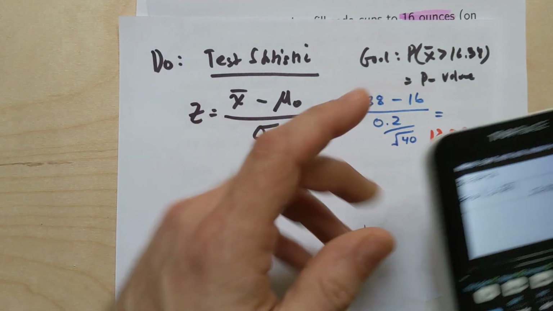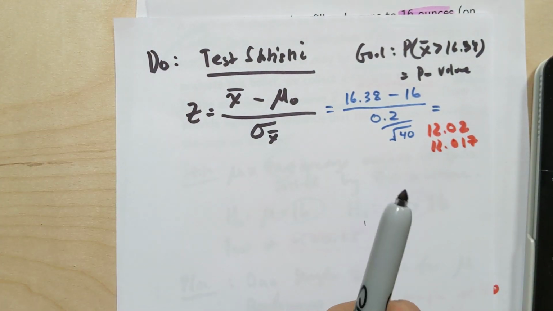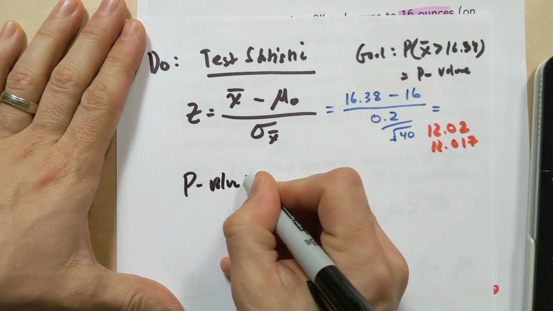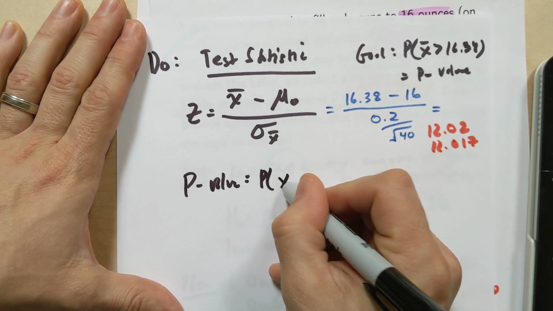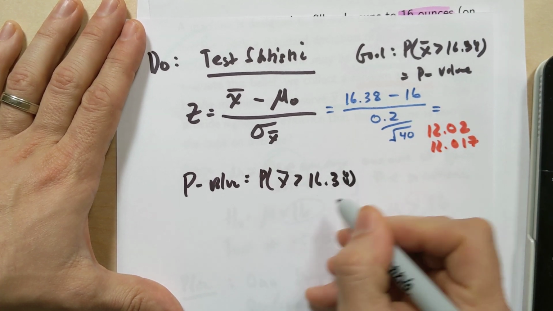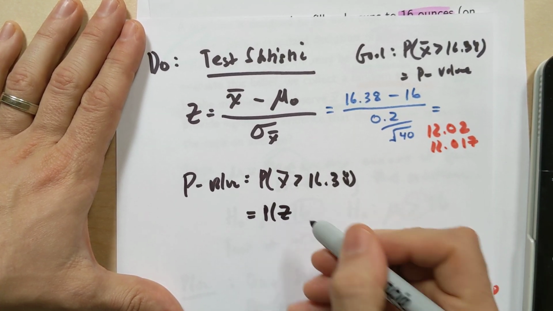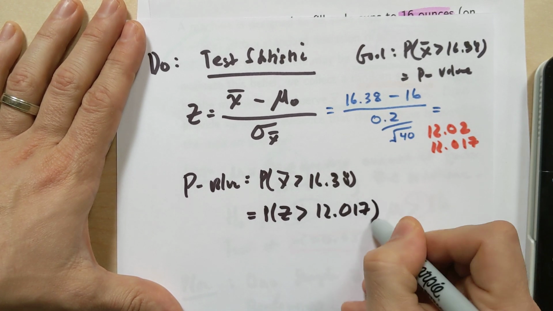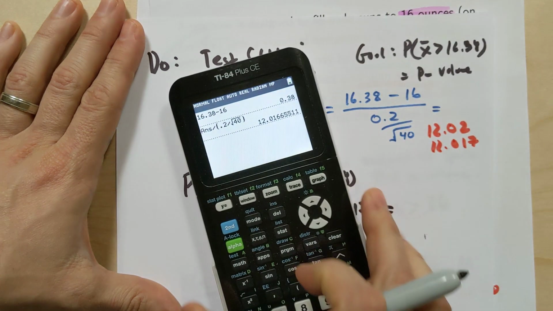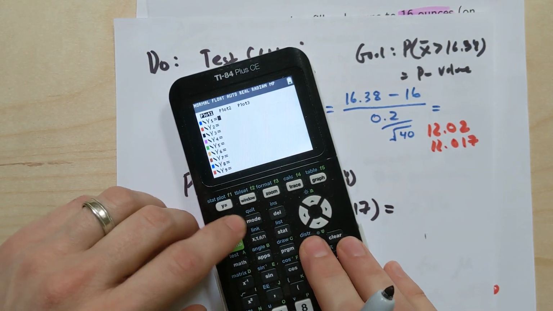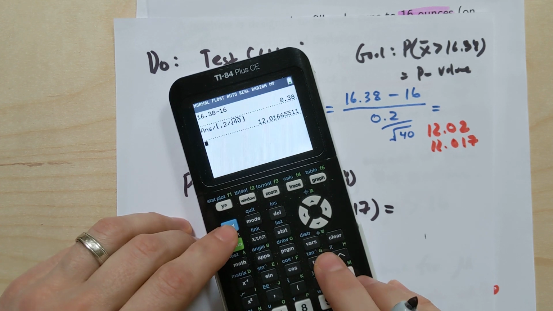And so do you think we're going to reject the null hypothesis here? I'm almost certain we will. Remember the actual p-value, which we want, is the probability that x bar is greater than 16.38, which will really just be the same thing as the probability of getting a z-score that's greater than 12.017, you know? And there's almost no chance of doing that. I mean, what am I doing here? What the heck am I doing?